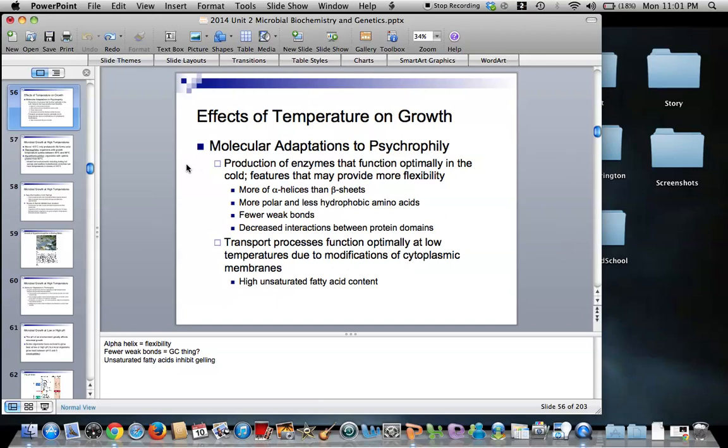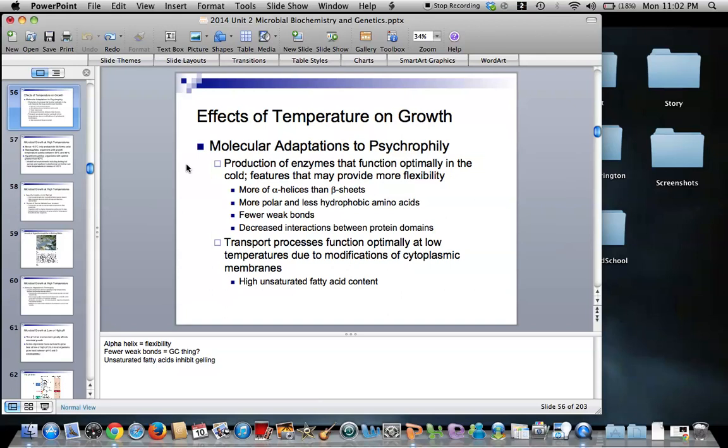Alpha helices, polar, fewer weak bonds, and decreased interactions between domains. So A P F D, a police force detective. Alpha helices, increased alpha helices, a police, polar, so more polar.